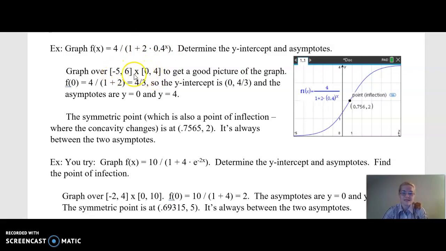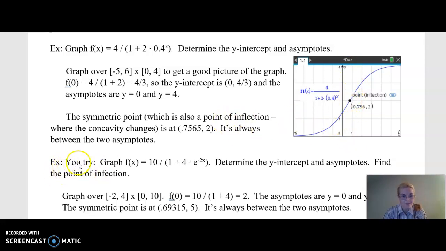So if you graph over -5 to 6, 0 to 4, you're going to get a good picture of your graph. And what's the y-intercept? Well, if you plug 0 in to your exponent here, you're just going to get 1. So this is 4 divided by 1 plus 2, or 4/3. And we can kind of see that right there. 4/3, so 1 1/3 more. And the asymptotes are at 0 and 4. So the symmetric point, which is also the point of inflection, you can find by using your calculator to find the inflection point, right? And so what you'll notice is the y value of this is always smack dab halfway between your two y horizontal asymptotes.